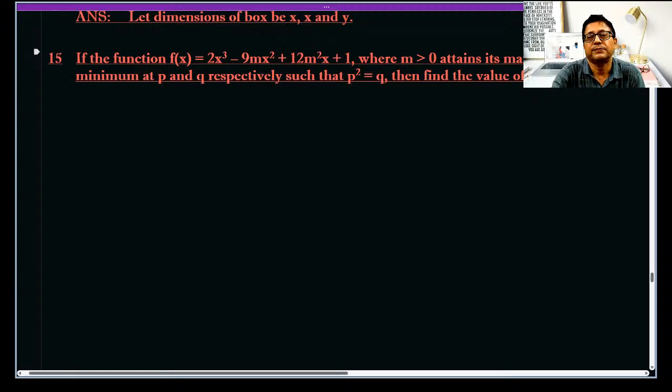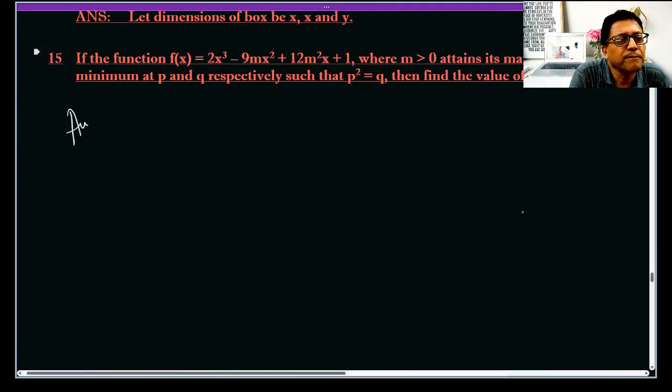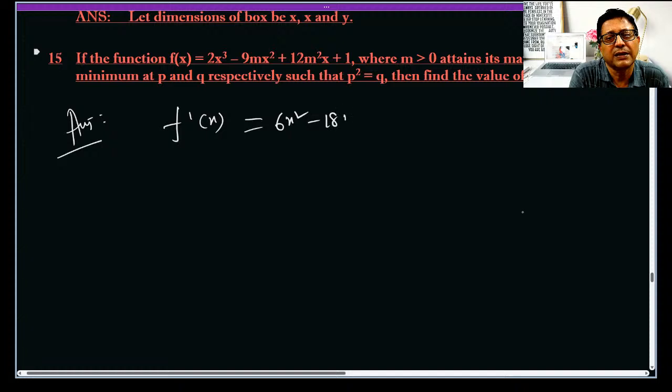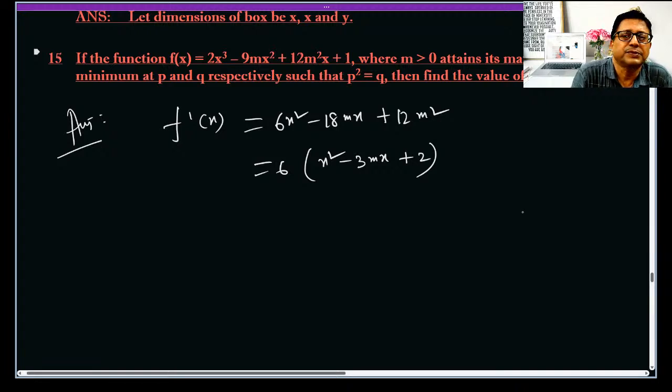Okay, how to do it? P square equal to Q. Yes. How to start? Think. Maximum at P and minimum at Q. So same thing, that if F dash takes, you have to compare. Isn't it? 6 you take common, x square minus 3mx plus 2. Isn't it?